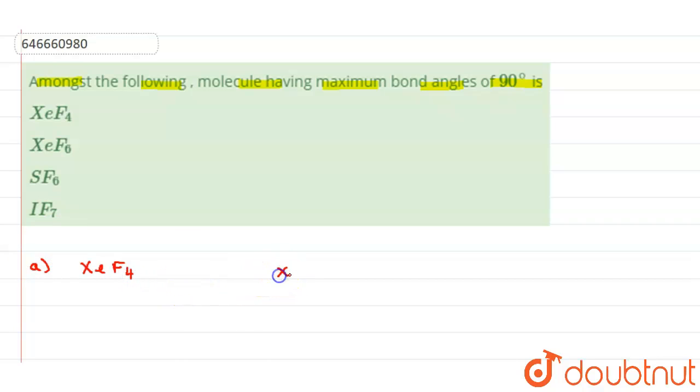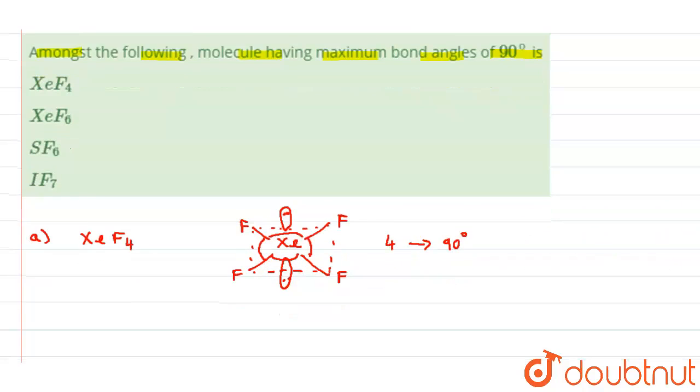Xenon is the central species having 4 fluorides and 2 lone pairs. This is fluoride, this is fluoride, this is fluoride, and this is also fluoride. All 4 fluorides are in a square planar structure, and then we have a lone pair above and below the axis. So in XeF4, how many 90 degree angles do we have? This is repelling 1, 2, 3 and 4. So here is a 90 degree angle, here is a 90 degree angle, between here and here on the plane. So we have 4 90 degree angles.